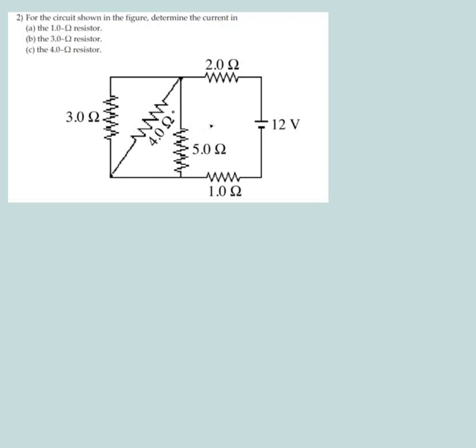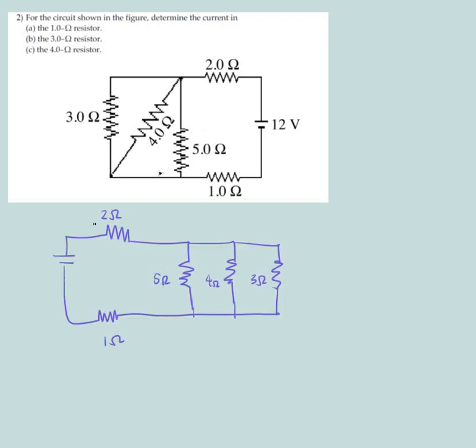Now, look at this one. This circuit here is the same as this circuit. I changed it a little bit because I like to read it this way. Anyway, here it is. We have the 2 ohm resistor, 2 ohm resistor, the 1 ohm resistor, 1 ohm resistor, and here the 5, 4, 3, because these 3, 4, and 5 resistors are in parallel.